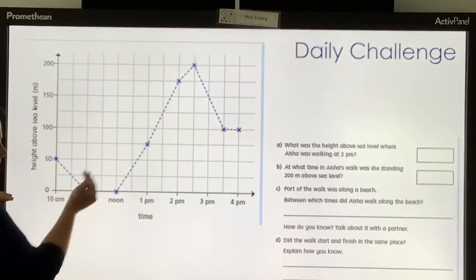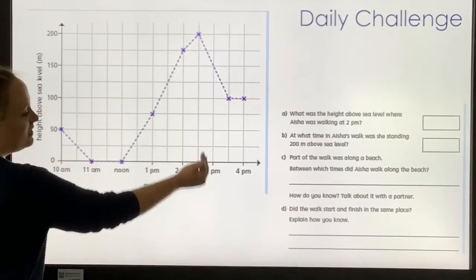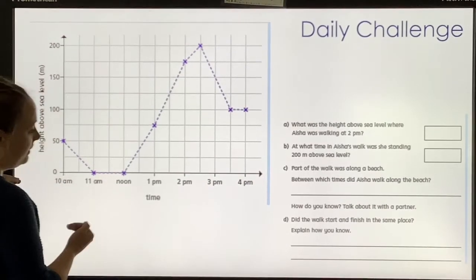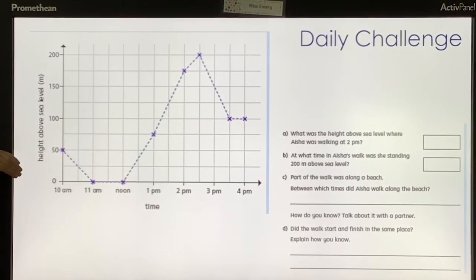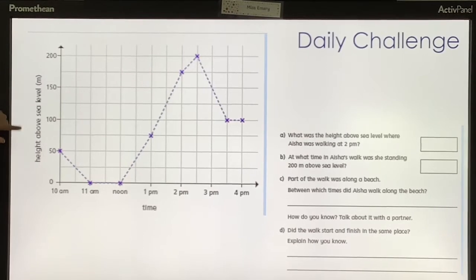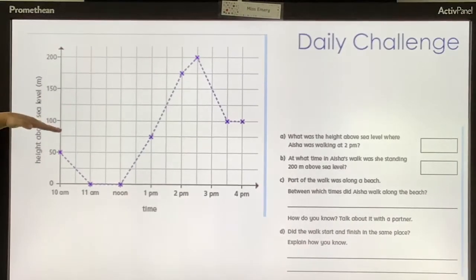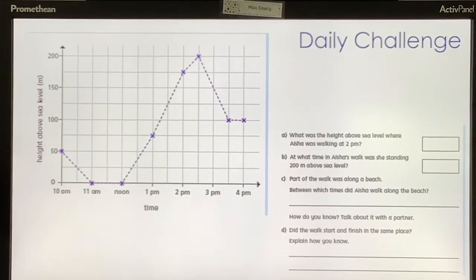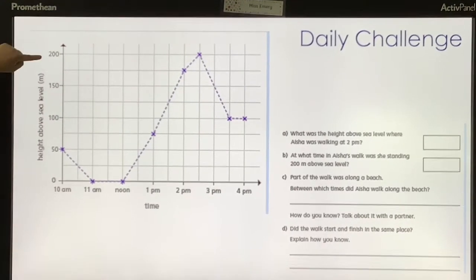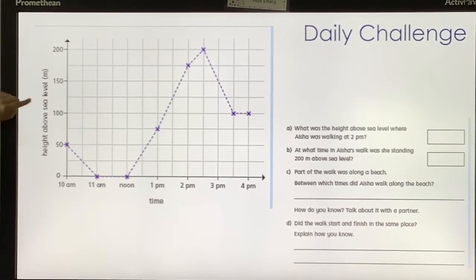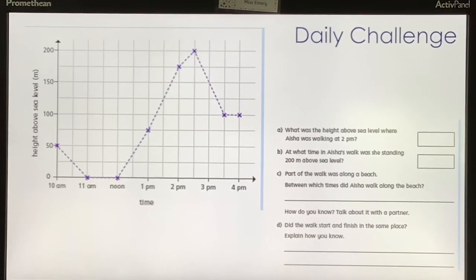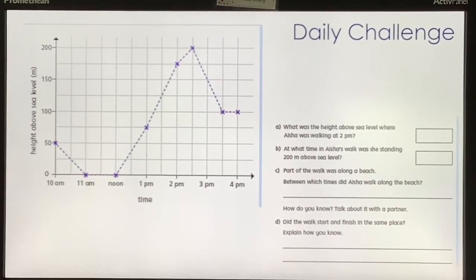Then your intervals on the axes are periods of time or time itself. Then up the side, your y-axis is labelled as height above sea level in metres. So then that means that these numbers are metres. So if I was to pick that number, it would be 200 metres above sea level. So it's really important that you take time to read the graph and look carefully.